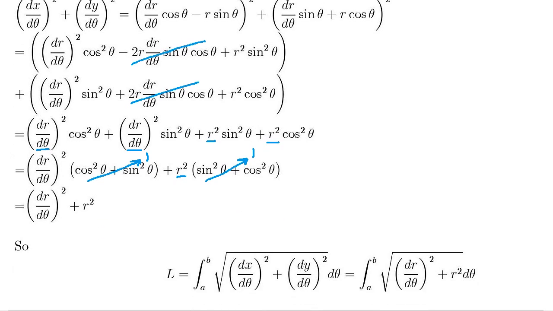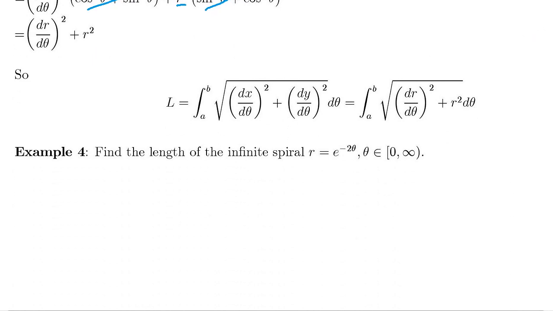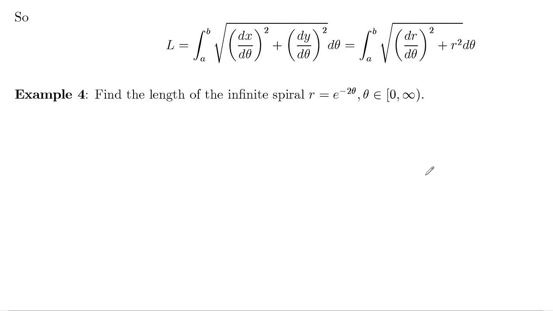So then what is the length of a curve in polar coordinates? Well, L is the integral from a to b, and these will be angles, of the square root of (dx/dθ) squared plus (dy/dθ) squared, which turns out to be the square root of (dr/dθ) squared plus r squared, dθ. Okay, so we'll be doing this instead. This was parametric, and this is polar.